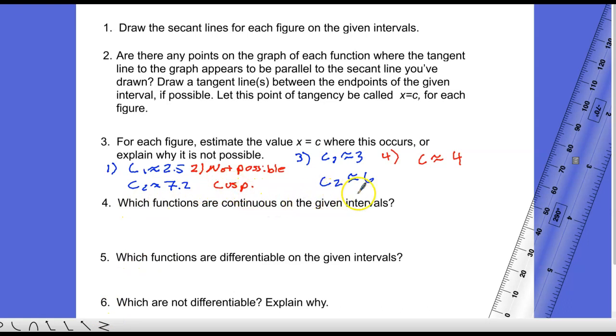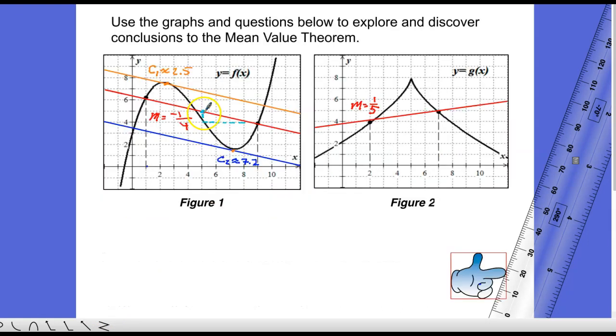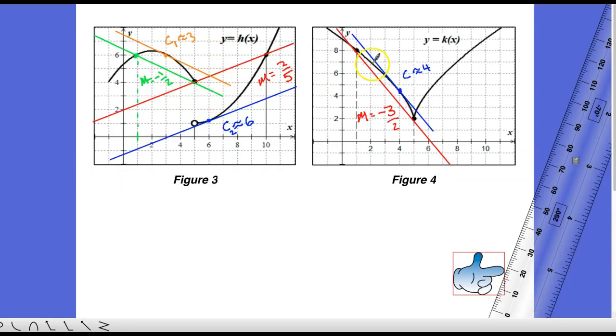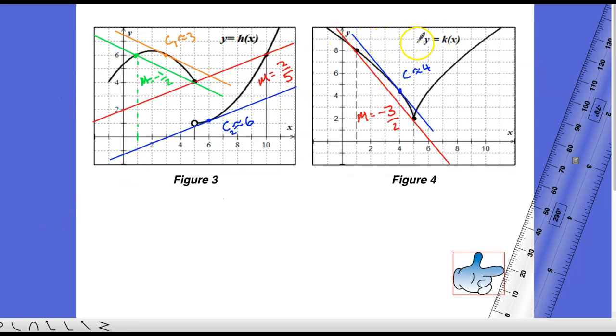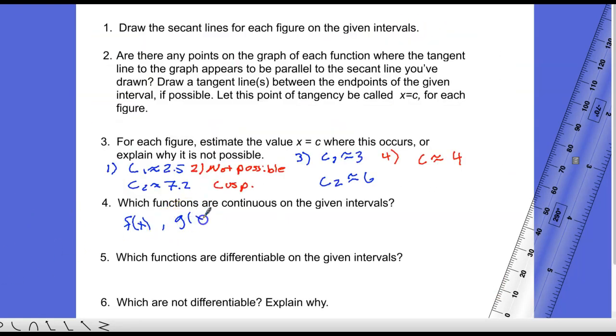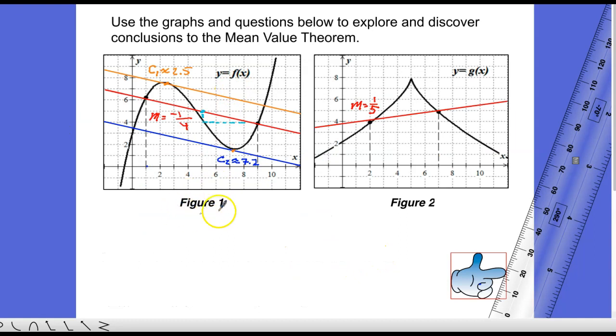Which functions are continuous on the intervals? Figure 1 is, figure 2 is, figure 3 is not, figure 4 is. So if we name the functions, that's f of x, g of x, and k of x. Which functions are differentiable on the given intervals? Well, for figure 1, this function is going to be everywhere differentiable. So there is no place on this curve where we can't construct a tangent line.